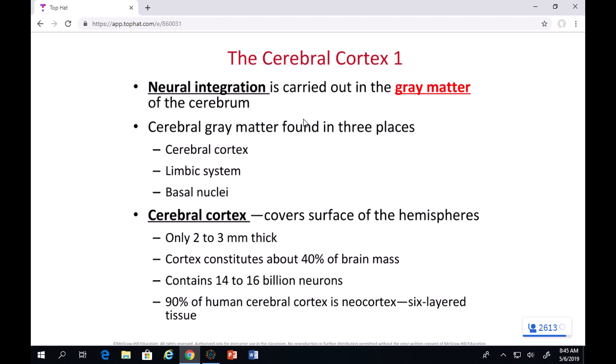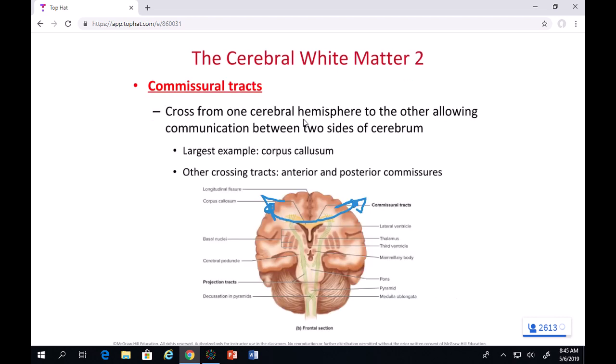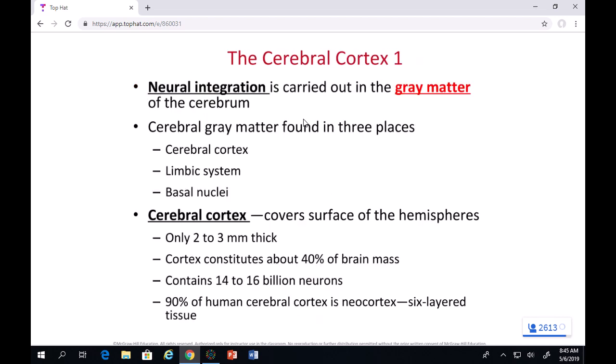Let's talk about neural integration. Here we go. Let's talk neural integration.